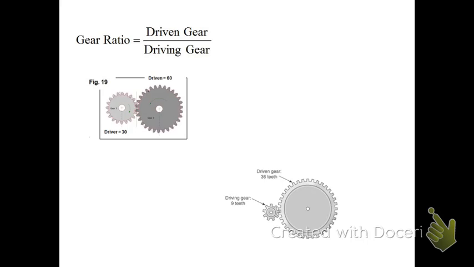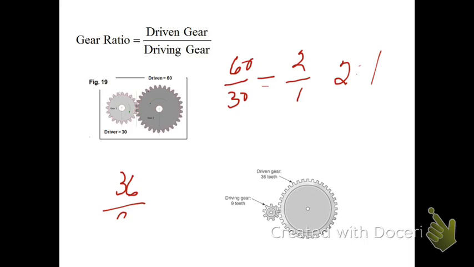Here's an automotive situation. We talk about gear ratio, where it's the driven gear over the driving gear. The driven gear on this first one is 60, the driving gear is 30, and we always want to reduce, so that's 6:3 or 2:1. The ratio of those gears is 2:1. The second one, the driven gear is 36, the driving gear is 9, so that's a 4:1 gear ratio.